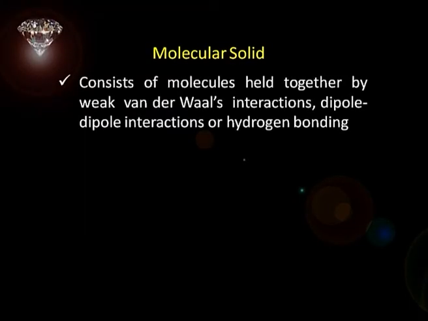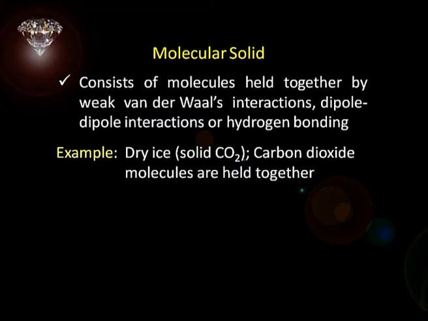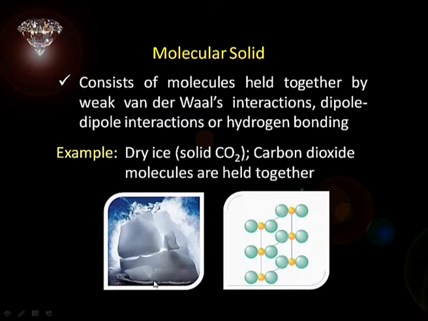Now, in the case of molecular solids, as the name suggests, the species involved are molecules, and these molecules are held together by weak interactions like van der Waals interactions, dipole-dipole interactions, or hydrogen bonding. There are a variety of examples we can take. Let me take two examples. The first one is dry ice, or solid carbon dioxide. This consists of carbon dioxide molecules held together by weak van der Waals interactions. Any solid held by weak van der Waals interactions will be easy to handle. It will have a low melting point and things like that.